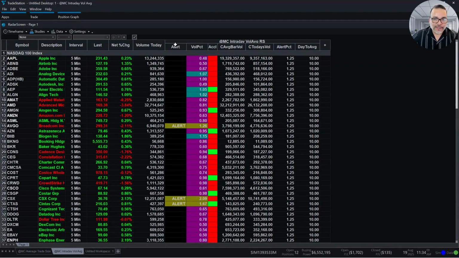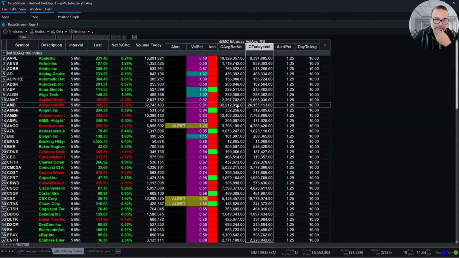We have the alert. We already talked about the alert being whenever a candle exceeds the average by a certain percentage. You have the volume percent. How much more volume do we have on the current session than the average? You have the average bar volume and today's volume.